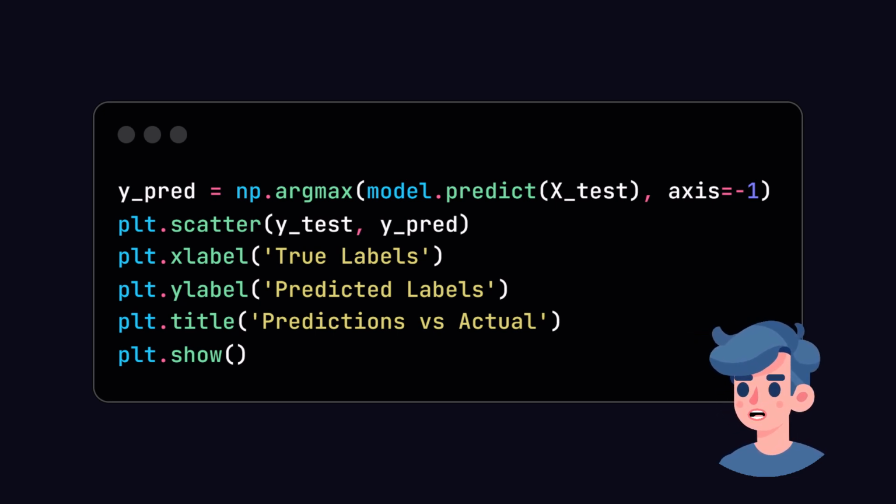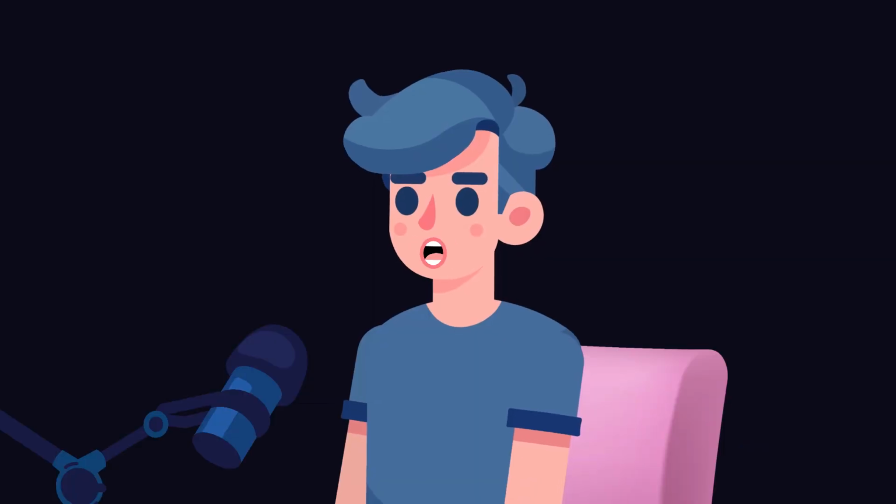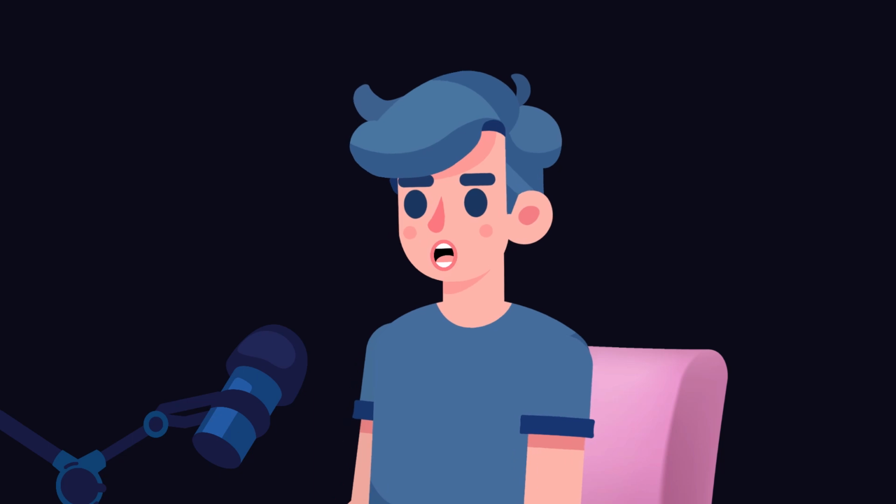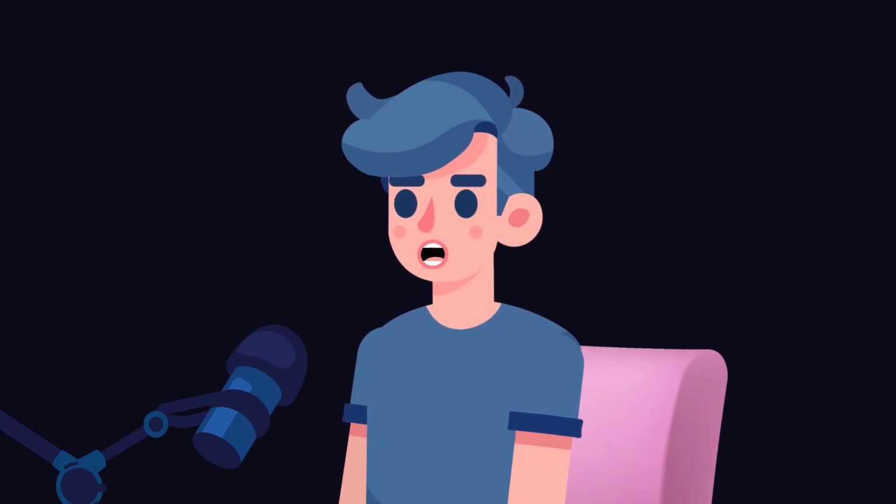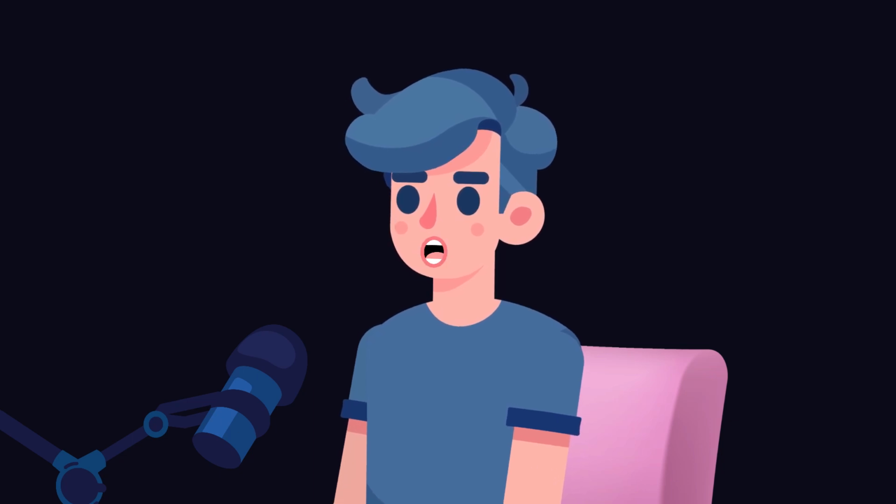Finally, let's visualize the model's predictions against the actual labels. In the scatter plot above, we can see how well our model predicts the labels. Ideally, the points should cluster along the diagonal line indicating accurate predictions. If you notice large deviations, it may suggest areas for improvement such as feature engineering.